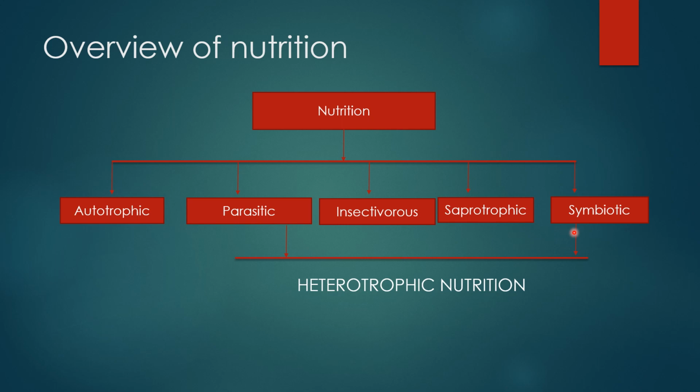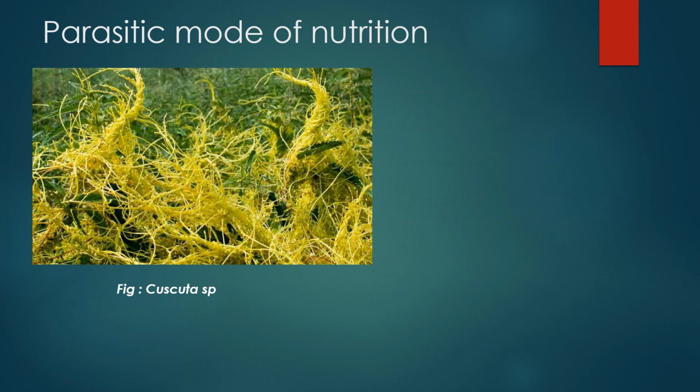So this is the overview of nutrition. Now we will have a look at each type of nutrition. In the next class, we will discuss autotrophic nutrition. And today we will just discuss heterotrophic nutrition. So let's start. The first one is the parasitic mode of nutrition.